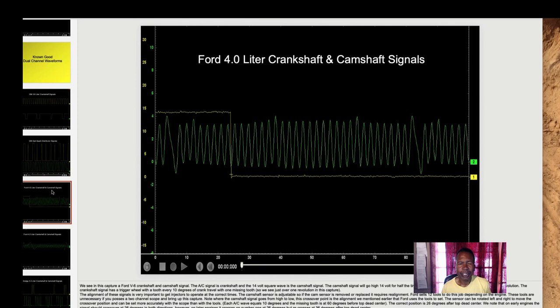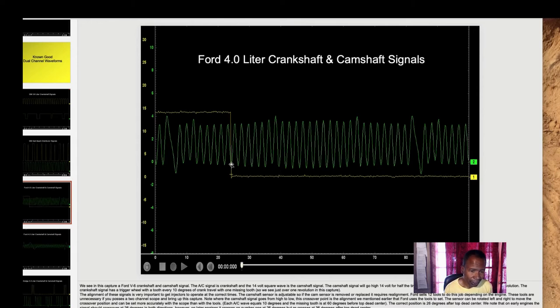What we have here now is a Ford 4.0 liter crankshaft and camshaft signal. Sorry, the green is the crankshaft signal. It's an AC signal. Remember, each AC signal is 10 degrees. The missing tooth here is 60 degrees before top dead center. This piece here, half high and half low, coming from high voltage to low voltage, is the cam signal.